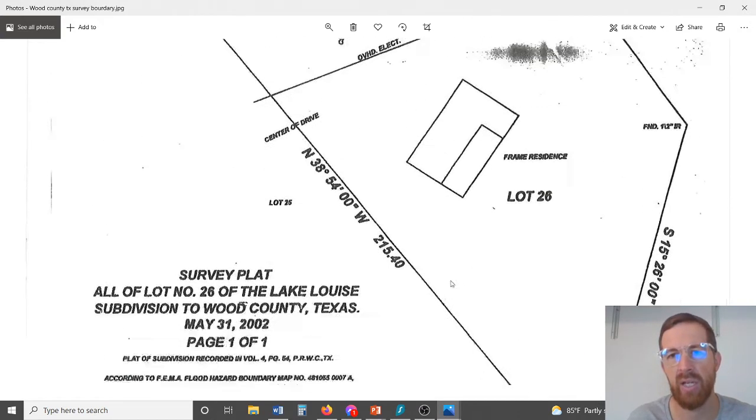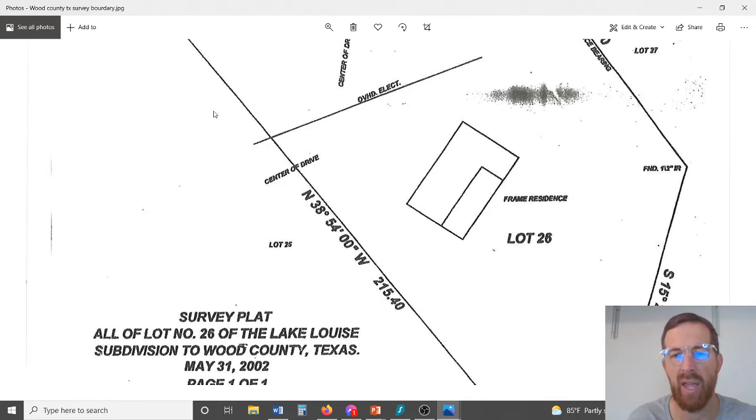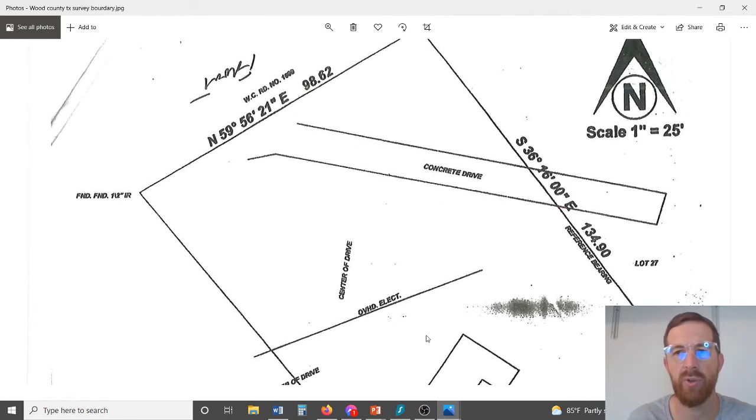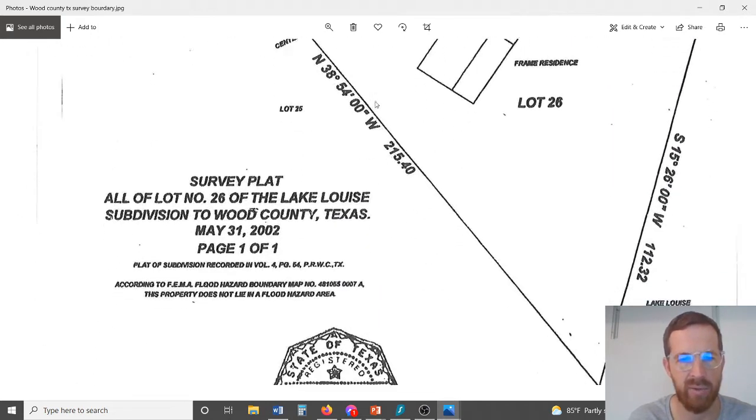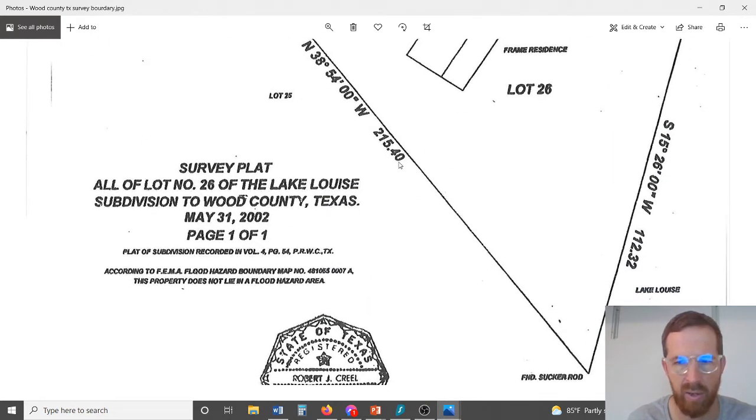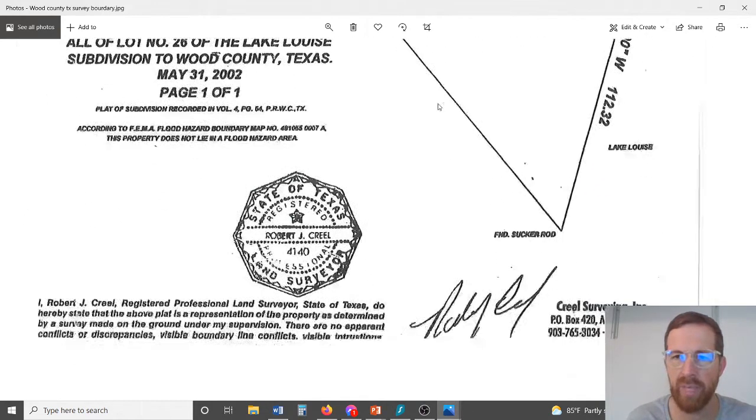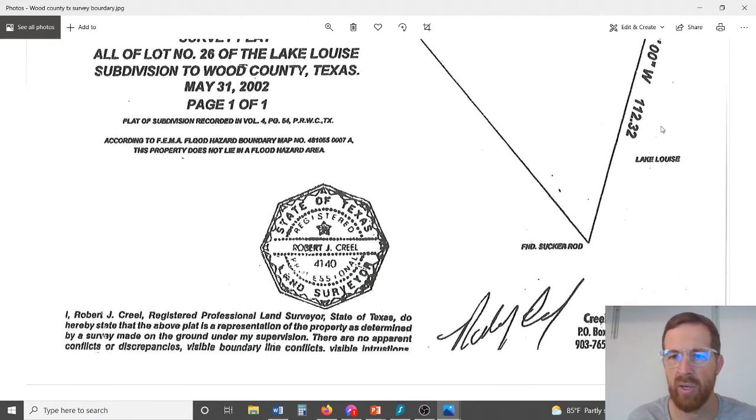You can actually do a little bit of math, run those shapes through some geometry, figure out the square footage, and divide that out to find the acreage. Oftentimes on the survey, they will also put the acreage. I'm not seeing it on this one. It might say it somewhere, and I'm just missing it. And there are other features, like Lake Louise is over here, and here's another rod they found, it says.